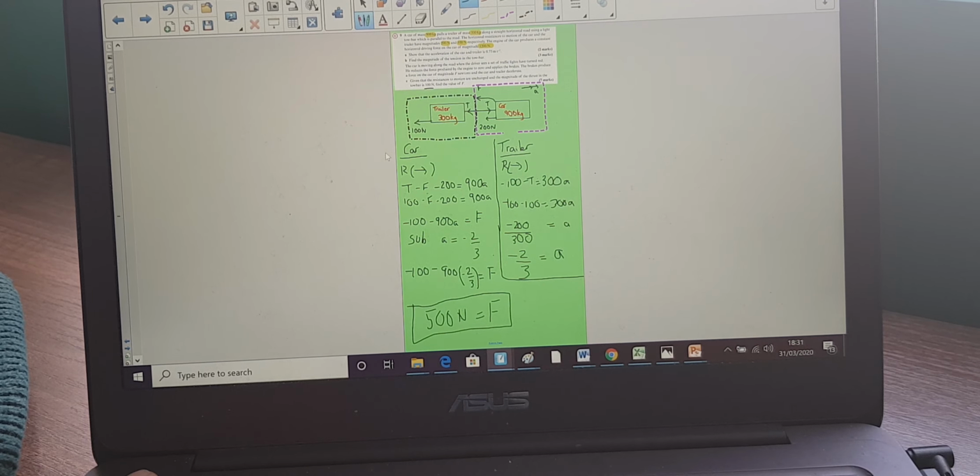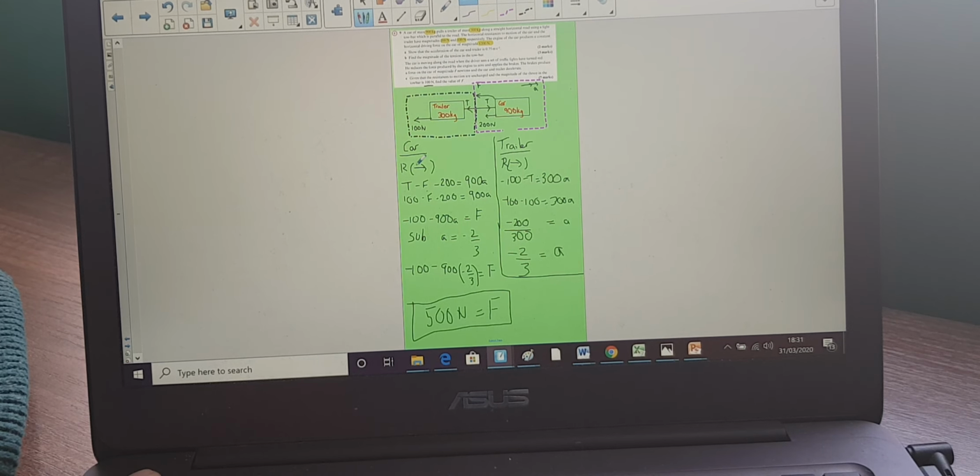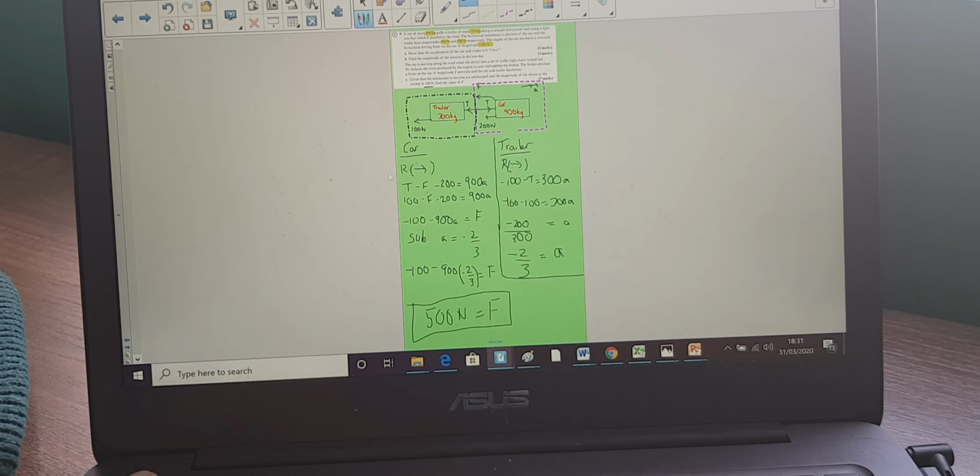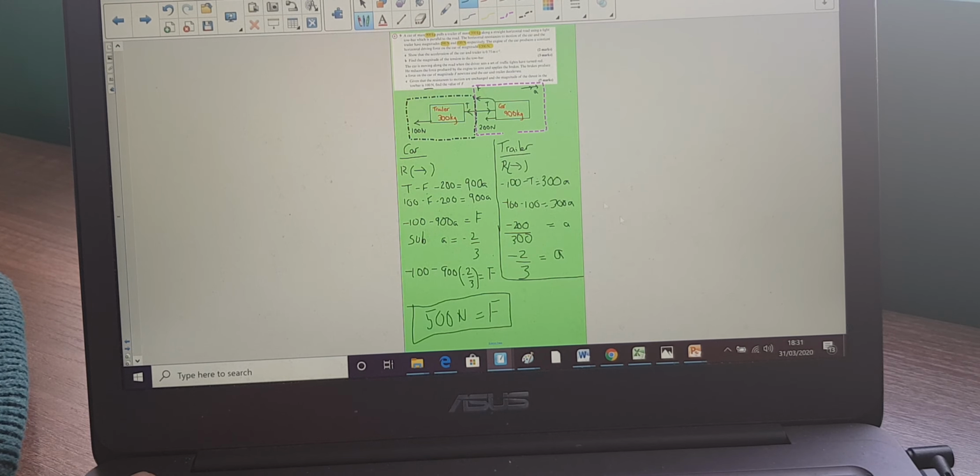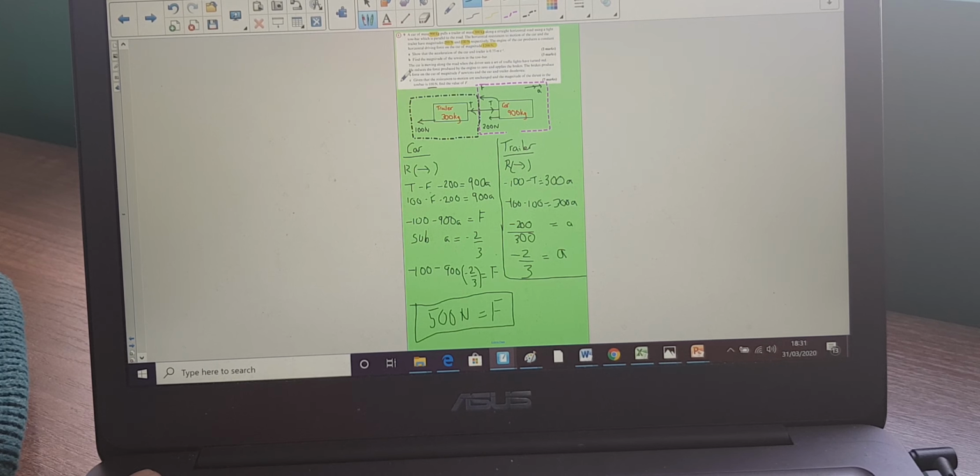In hindsight, remember I said it doesn't matter what way you call positive. It might have made sense to resolve it in the other direction, then you would have had all positive calculations. But it doesn't matter either way. Hopefully that explanation makes sense.